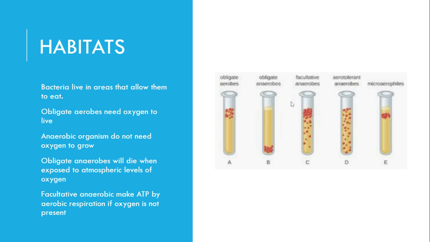We'll have our facultative anaerobes, which are at the bottom, but it is our test tube C. These guys will go through anaerobic respiration and aerobic respiration. So they can live in both. If they have to go through anaerobic respiration, they will go through what we call glycolysis and fermentation.